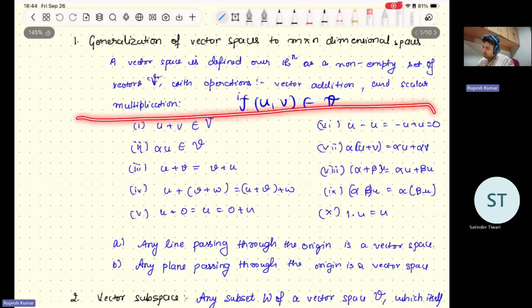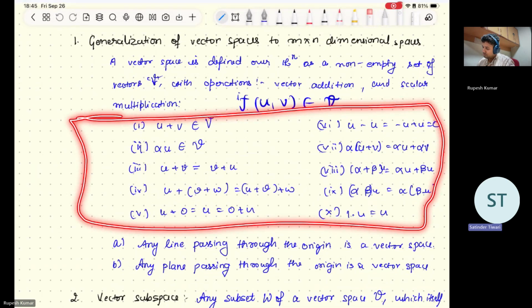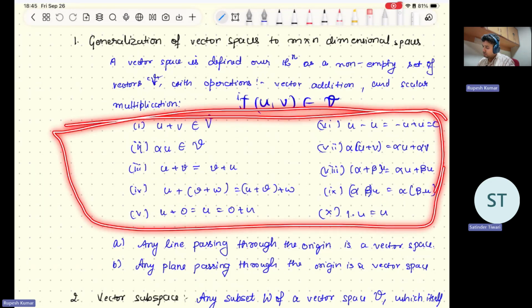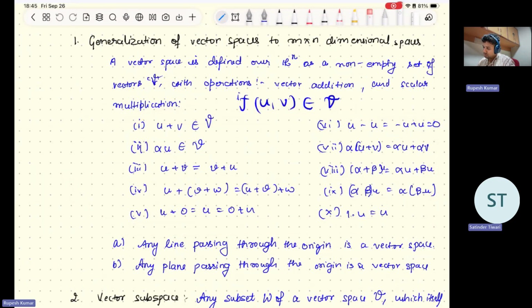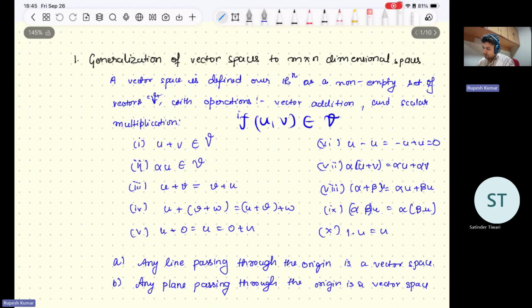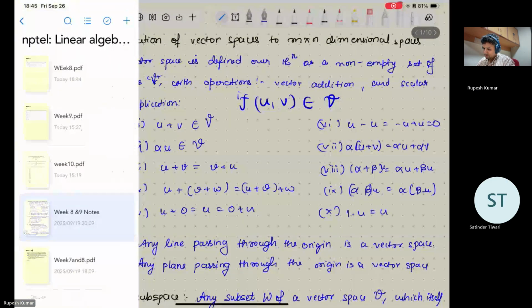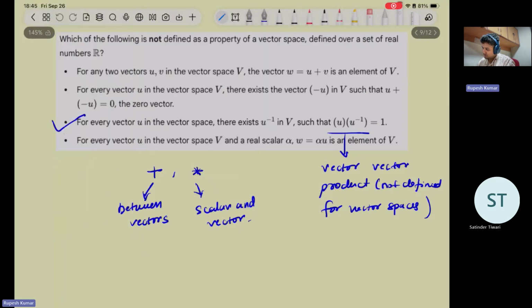These are all 10 properties of a vector space, right? So you only have to look for these properties. The operations are only defined as addition of vectors and scalar product. That's it. Is this clear? Yes, sir, it was clear.